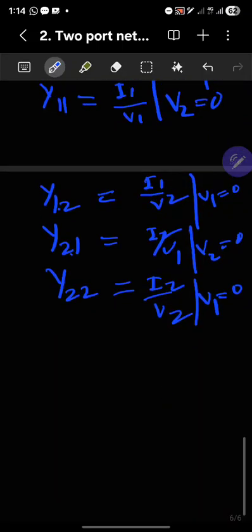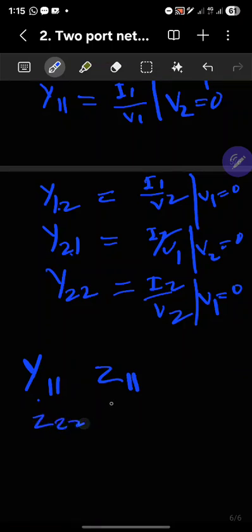Now one more point here. We know Y11 means driving point admittance, and Z11 is driving point impedance. Same with Z22 and Y22, these all are driving point impedances and admittances.